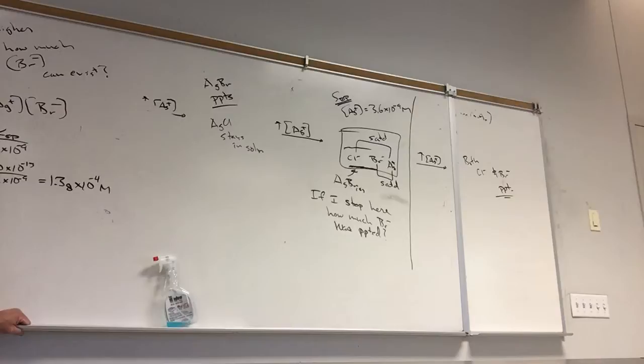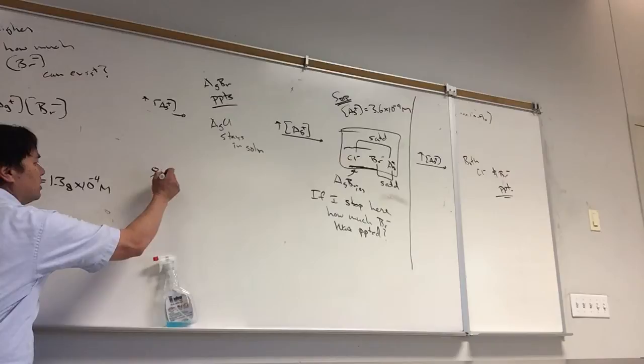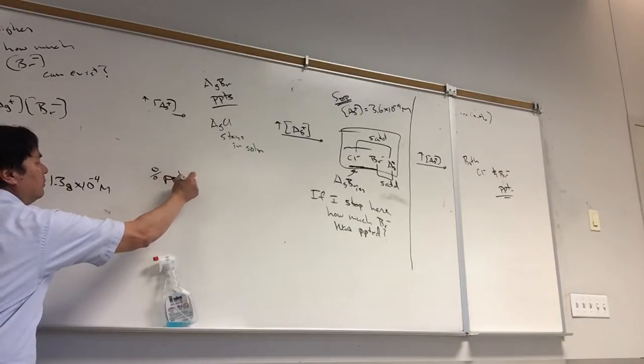But in order to have a clean separation, the bromide is going to be pure because it's going to be silver bromide. But we're going to have a mixture left, because in the beaker, in solution, we are going to have both chloride and bromide. So we want to know how much bromide we were able to precipitate, the percent precipitation of bromide.